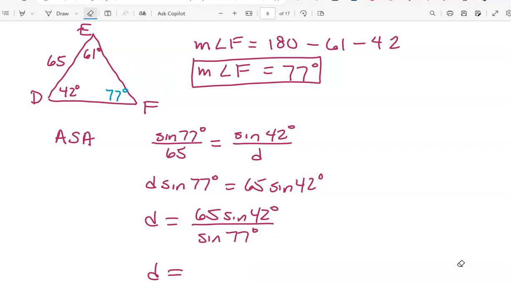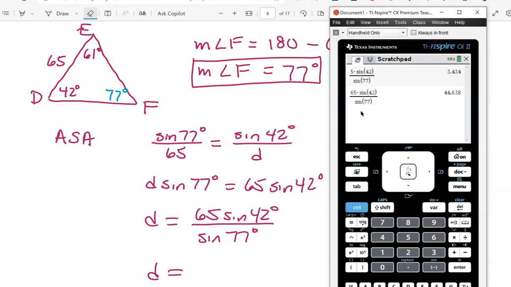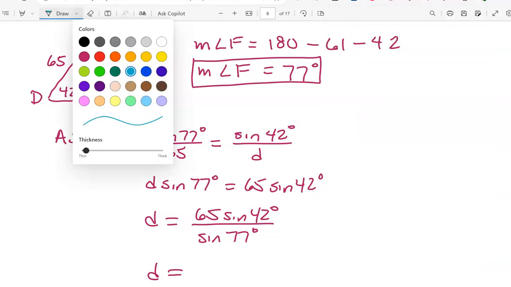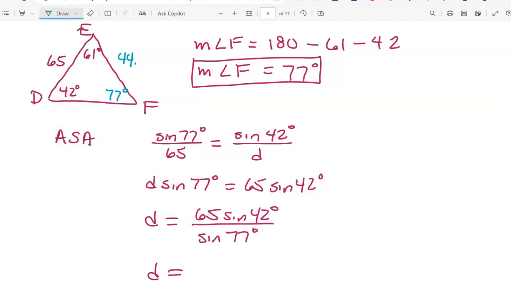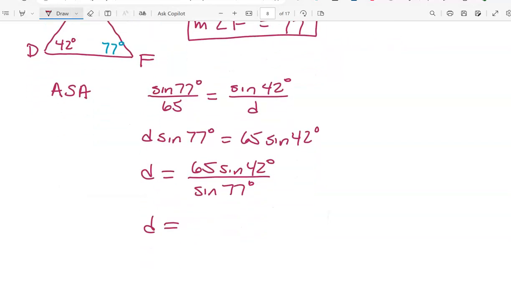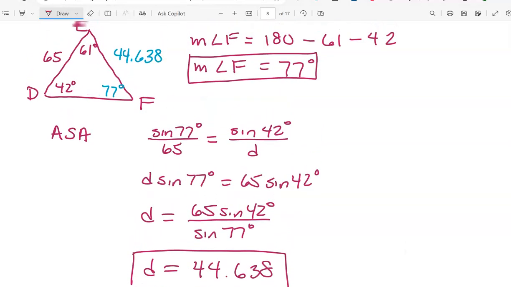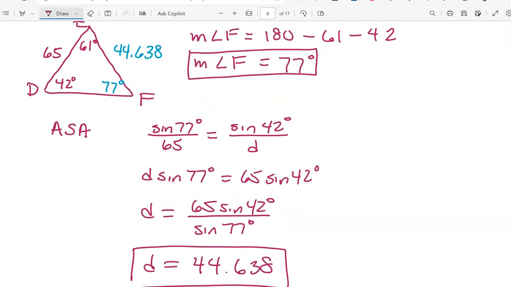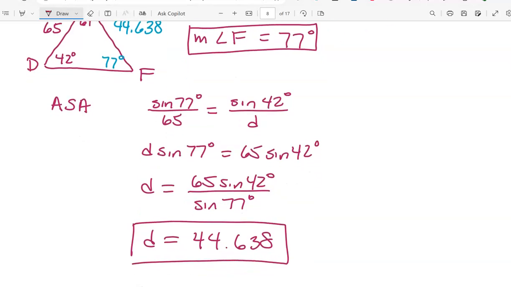and our final result. So the final result should be 44.638. And I want to indicate that down here as well and box that answer in. That'll make it easy for me to find your answers. Make sure that your work is organized and that you box your final answers.